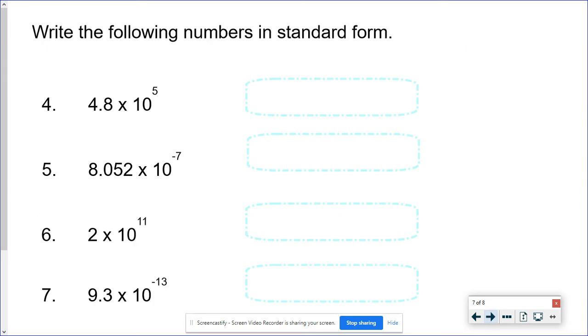Changing these numbers into standard form from scientific notation. Again, for number 4, positive exponent tells me it's going to be a big number, right? So I'll have the 4 and the 8. The decimal starts right here. 1, 2, 3, 4, 5. Fill in the zeros. Or you can think it takes me 1 place to get after the 8, and then I need 4 more. So that's why I've got the 4 zeros.